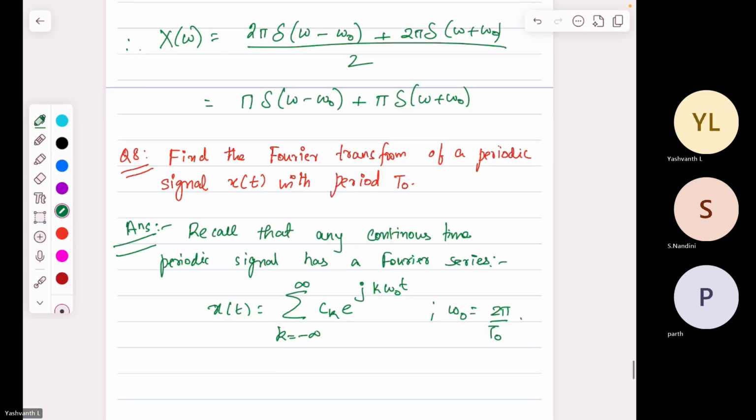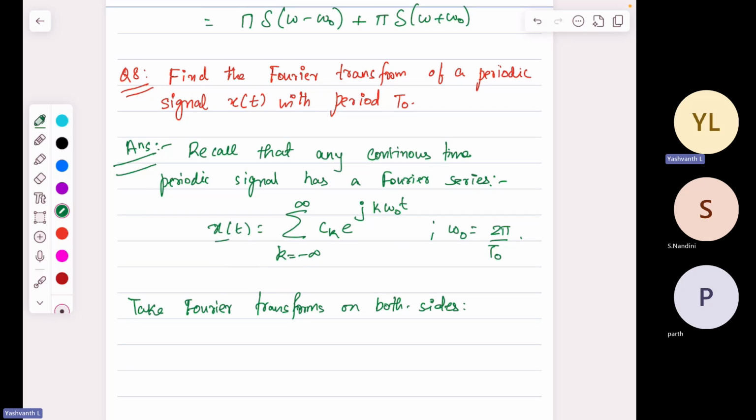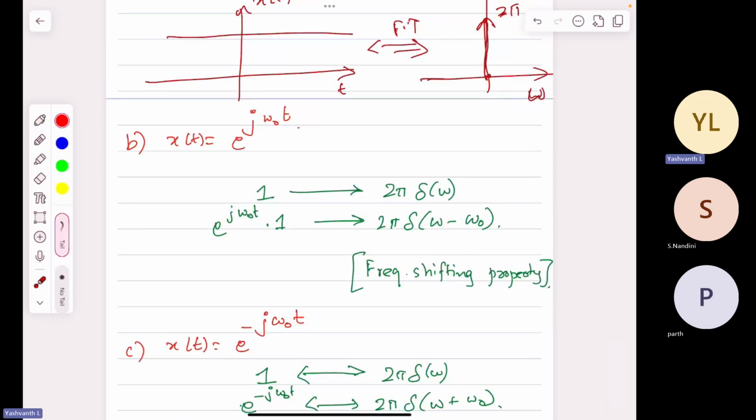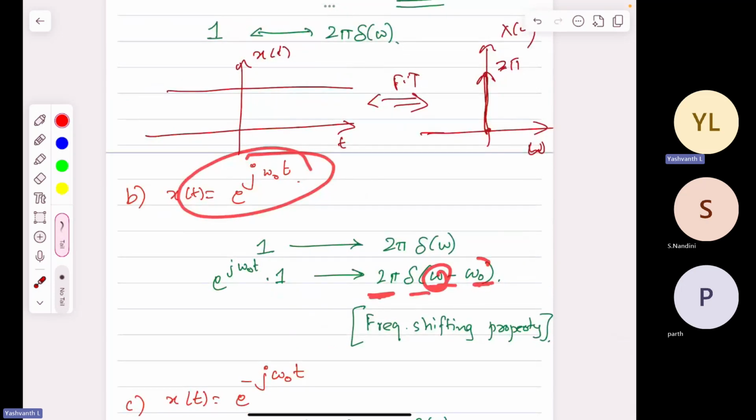Now, can anyone tell me what I should do? Take Fourier transforms on both sides. Then the Fourier transform of x of t is capital X of omega, and we apply the linearity property: the Fourier transform of a sum is the sum of the Fourier transforms. So the sum over k equal to minus infinity to plus infinity of ck, which is some constant, times the Fourier transform of e power j k omega naught t. In the previous question we derived that for e power j omega naught t, the Fourier transform is 2 pi into del of omega minus omega naught. But now instead of omega naught t, I have k omega naught t. Therefore, it will become del of omega minus k omega naught.